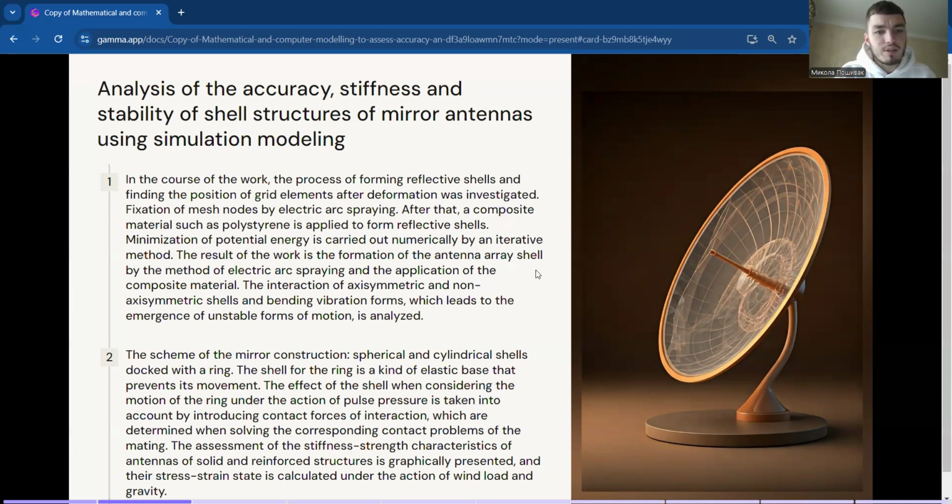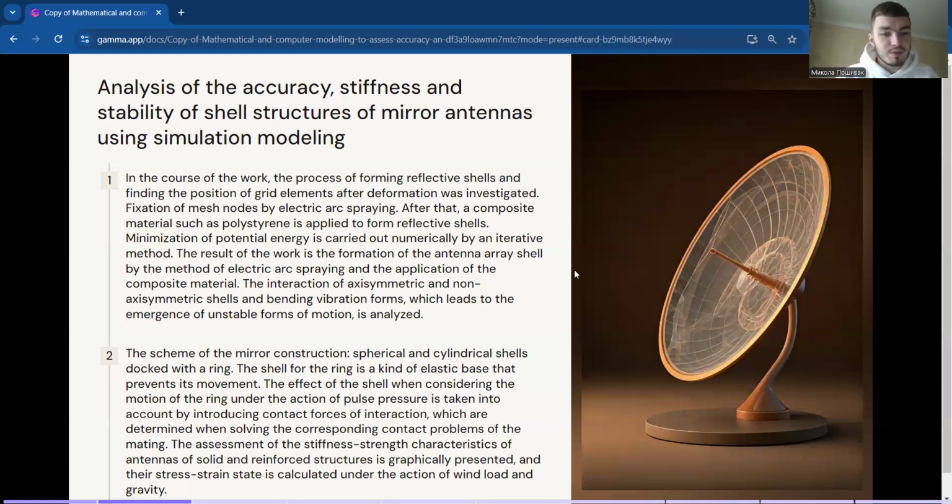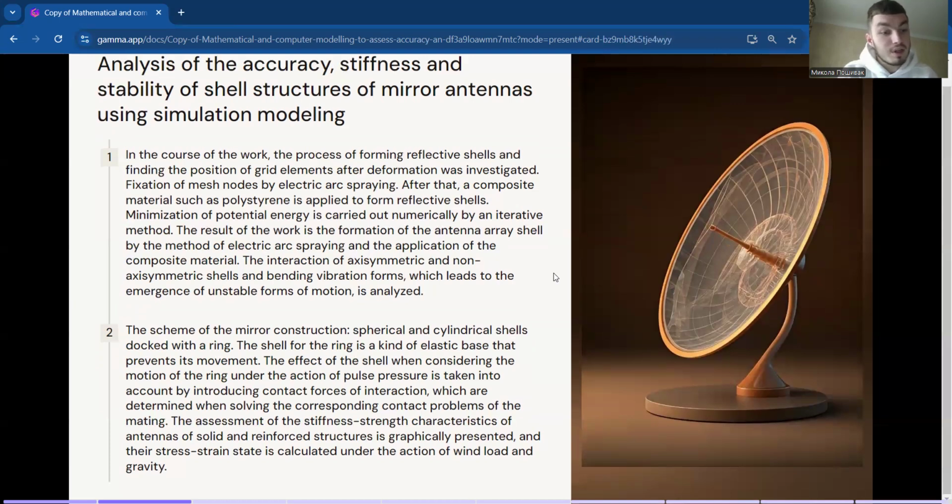The interaction of axisymmetric and non-axisymmetric shell and bending vibration form, which leads to the emergence of unstable forms of motion, is analyzed. The scheme of the mirror construction: spherical and cylindrical shells docked with a ring. The shell for the ring is a kind of elastic base that prevents its movement. The effect of the shell when considering the motion of the ring under the action of pulse pressure is taken into account by introducing contact forces of interaction, which are determined when solving the corresponding contact problems of the mating.